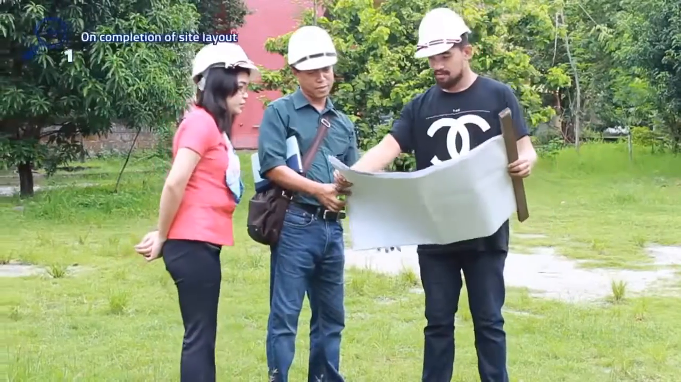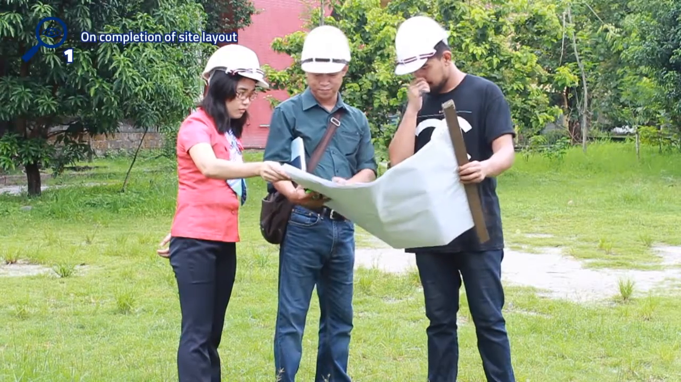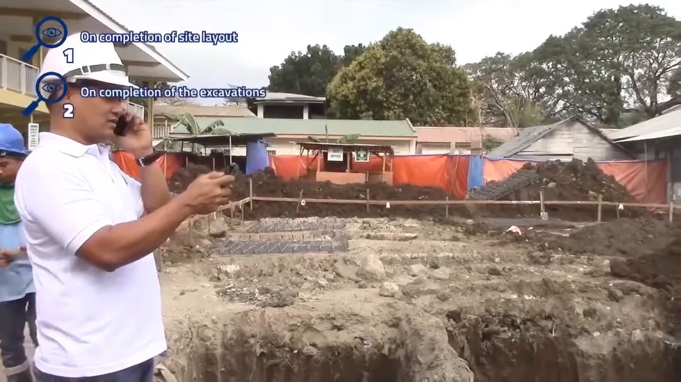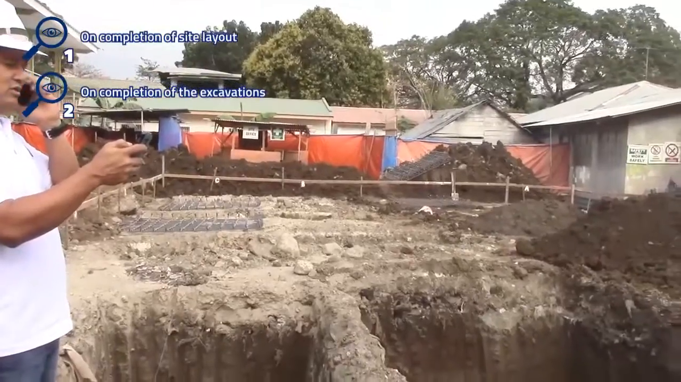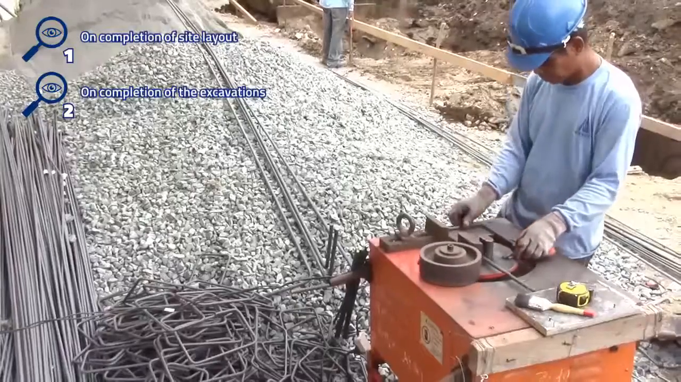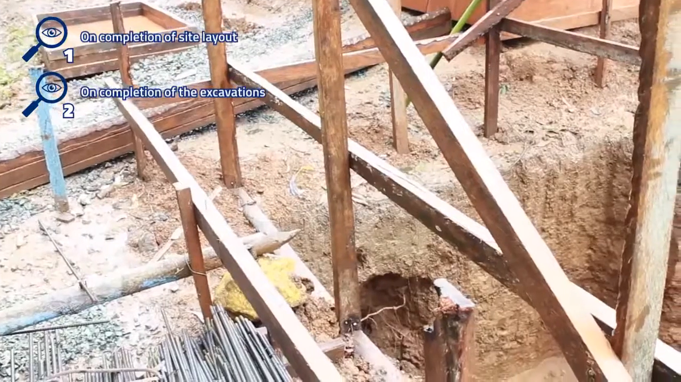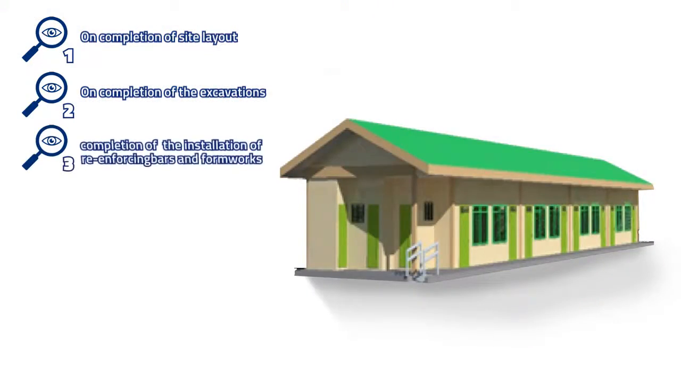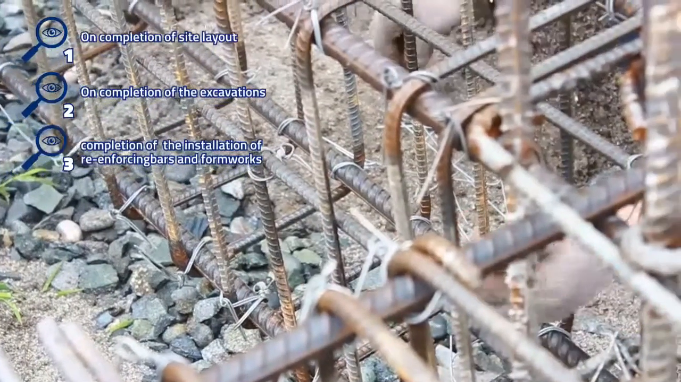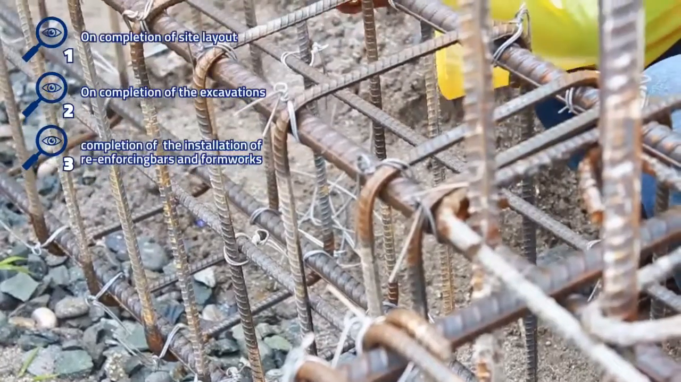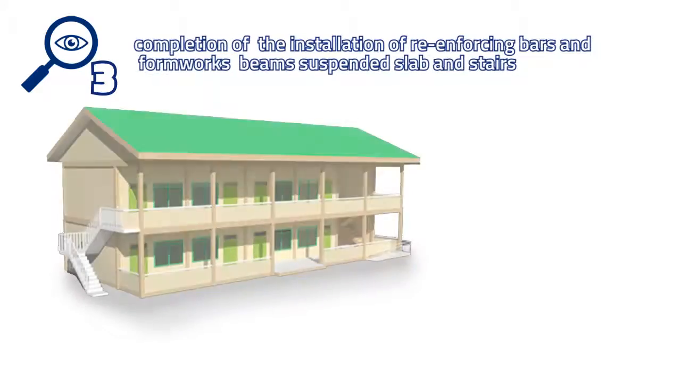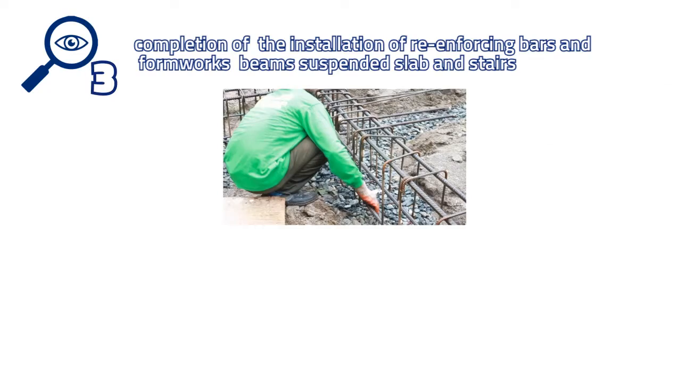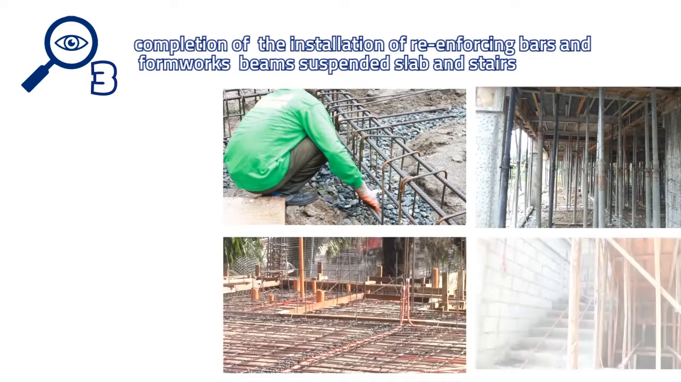Key Inspection Point 1. On completion of site layout before any excavation work starts. Key Inspection Point 2. On completion of the excavations before the installation of reinforcing bars and formworks. Key Inspection Point 3. For a single-story construction, this key inspection point is on completion of the installation of reinforcing bars and formworks prior to the completing of footings and installation of tie beams. For a 2-story construction, key inspection point 3 should take place on completion of the installation of reinforcing bars and formwork for beams, suspended slab, and stairs.